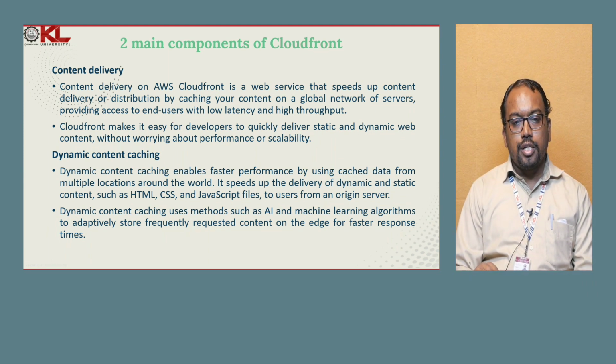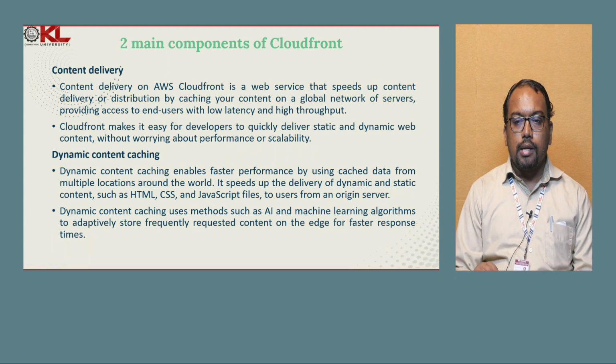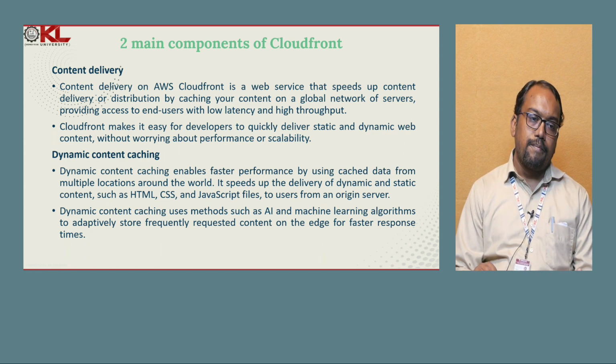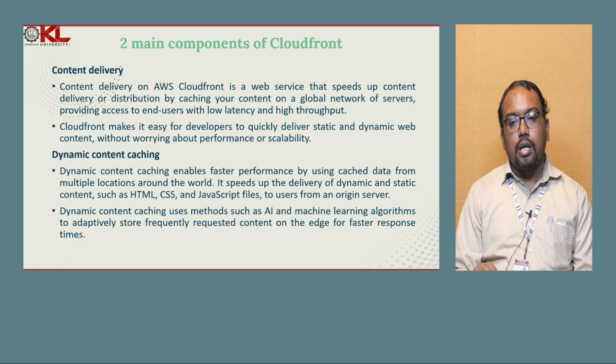Dynamic content caching enables faster performance by using cached data from multiple locations around the world. It speeds up the delivery of dynamic and static content such as HTML, CSS, and JavaScript files to users from the origin server. Dynamic content caching uses methods such as AI and machine learning algorithms to adaptively store frequently requested content at the edge for faster response time.